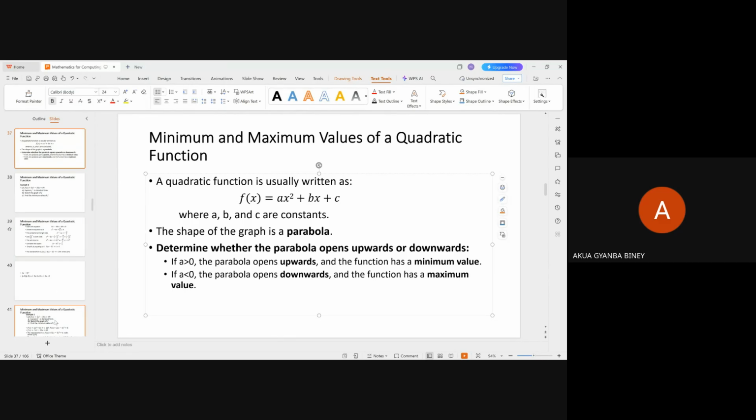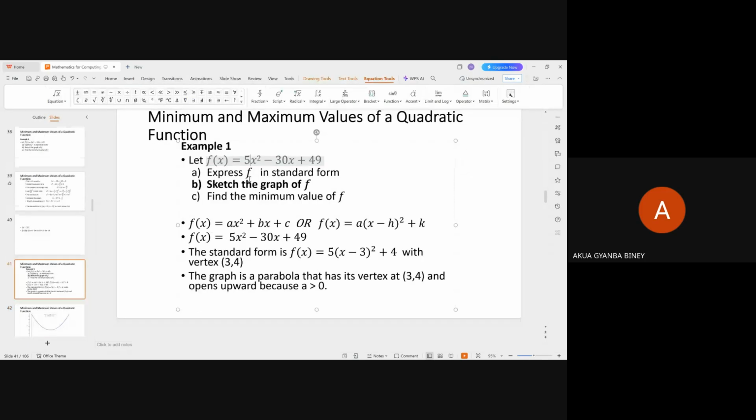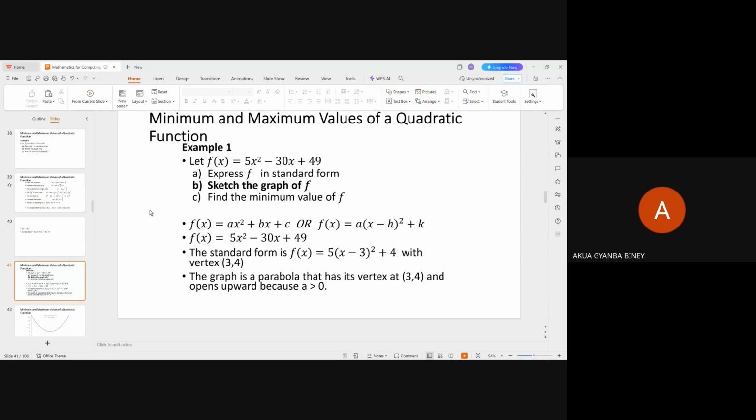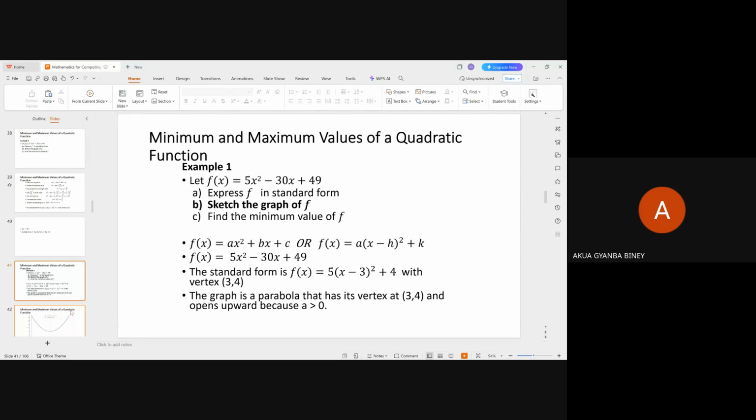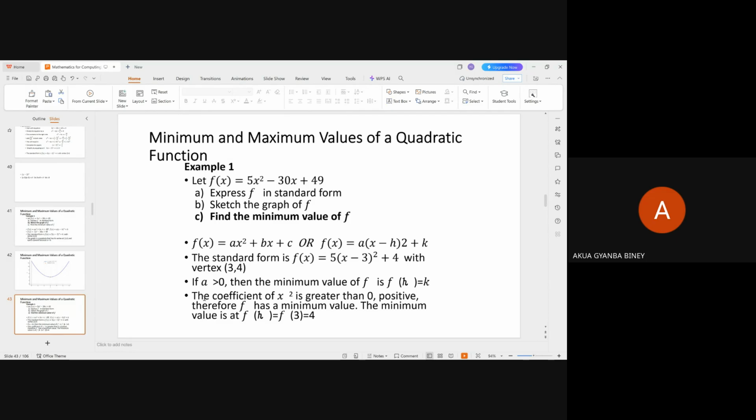So with what we solved, finding the minimum value is as a result of the A here being greater than 0. So the last one, after sketching our graph, is finding the minimum value of the function. It is your value of k. Or in other words, put your h inside the function. So we had vertex 3, 4. Put the x coordinate inside the function given. Whatever you get is your minimum value. And what you will get is 4.